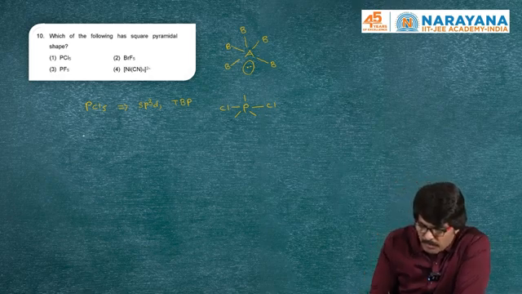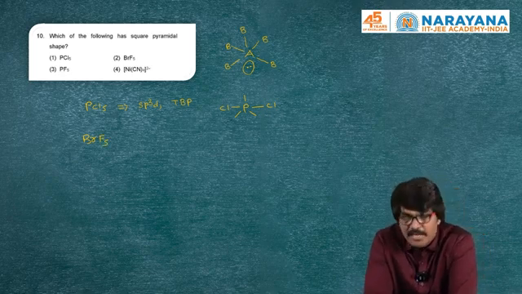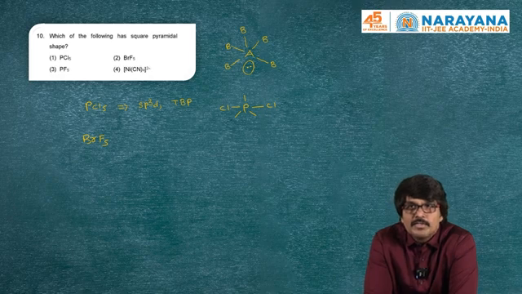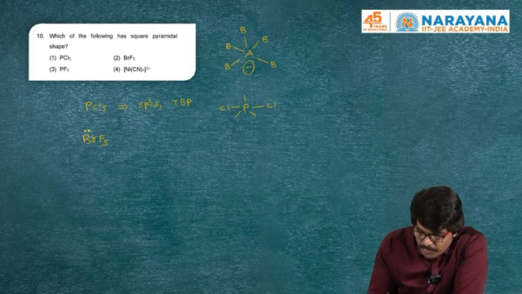And the next one is BrF5. Bromine is the central atom. Its valence electrons is 7. According to the formula, 5 fluorines are surrounding. 5 electrons of bromine are utilized, which means there is 1 lone pair. So 5 sigma bonds and 1 lone pair.